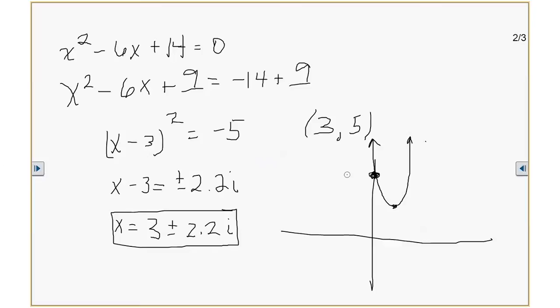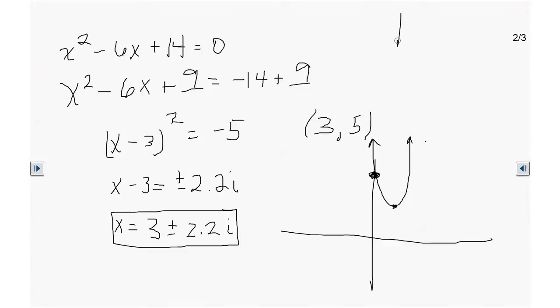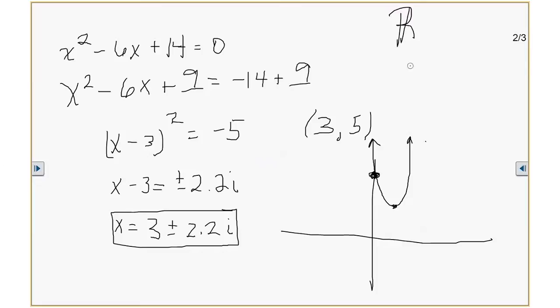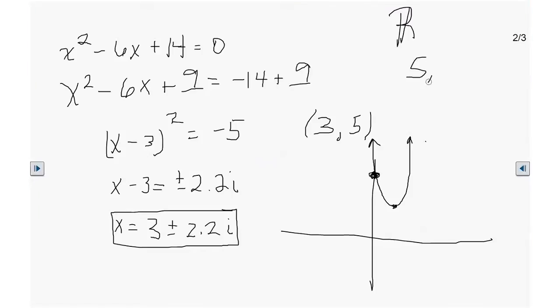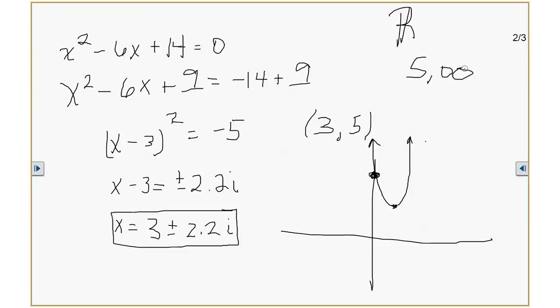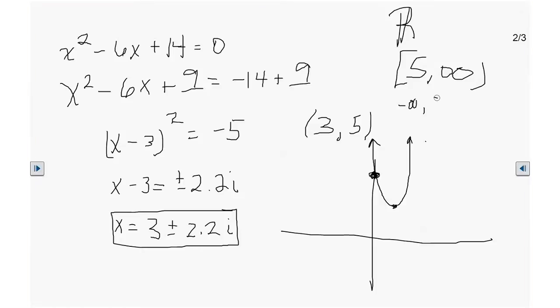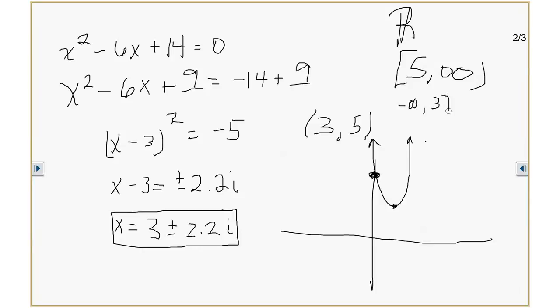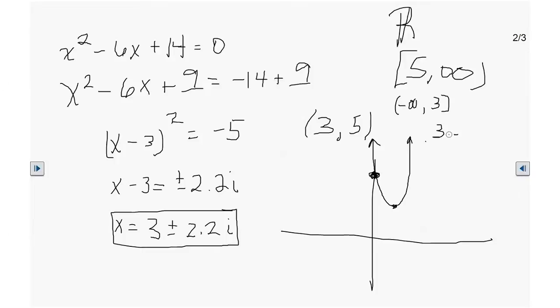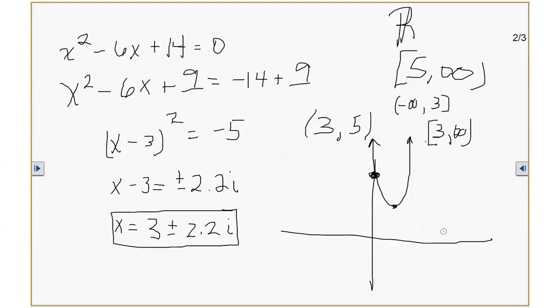All right, so what's our domain? All reals. Range is from 5 to what? 5 to infinity. Decreasing from negative infinity to 3. Good. And increasing from 3 to infinity. Now see, this stuff ain't hard. Everybody feel good, confident? Good.